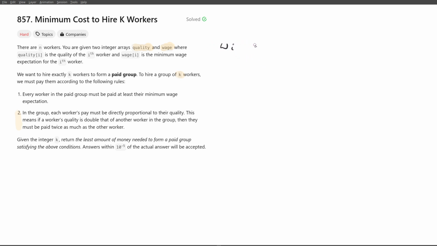So let's say that the final wage of worker I, F_i, has to be at least equal to their minimum wage, W_i. And also, if the quality of I divided by the quality of J is something, then that also has to equal the final wage of I divided by the final wage of J. And we don't have to maximize or minimize their quality, but we have to minimize the amount of money that we pay them, and we only need K workers, so we can select from among them. So we want to minimize the sum of F_i. That is what we want to minimize.